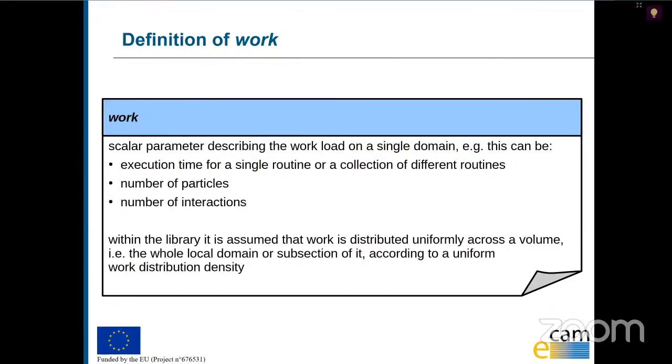As a basic assumption, we're assuming that this work will be distributed uniformly within the volume of the given domain, and that it's distributed according to a uniform work distribution density. So that if we shift an amount of volume from one process to the other, we will shift also a proportional amount of work from one process to the other.